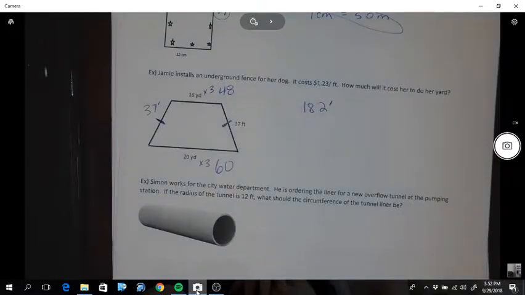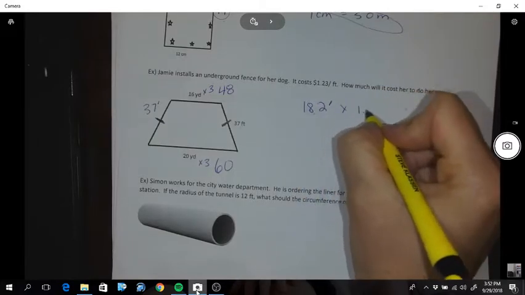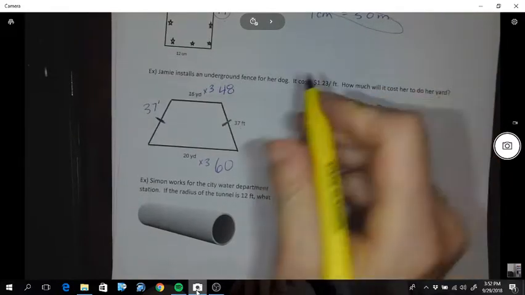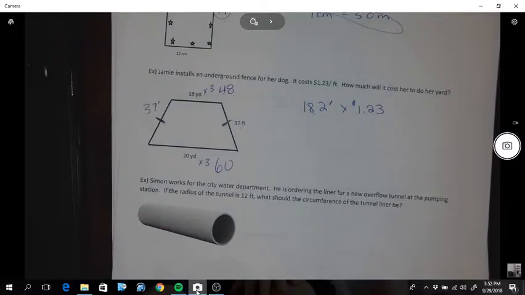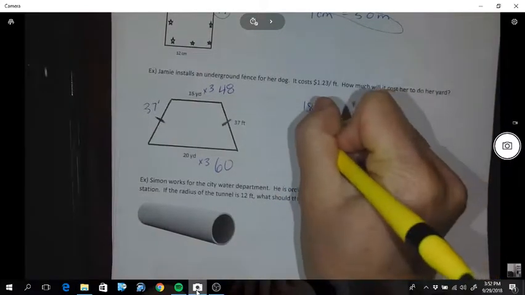But that's not the question. How much will this cost? So this many feet times $1.23 per foot, and we get $223.86.